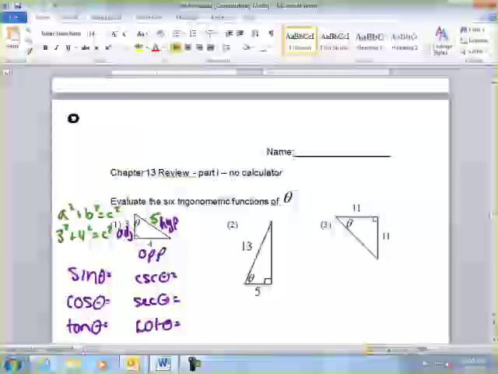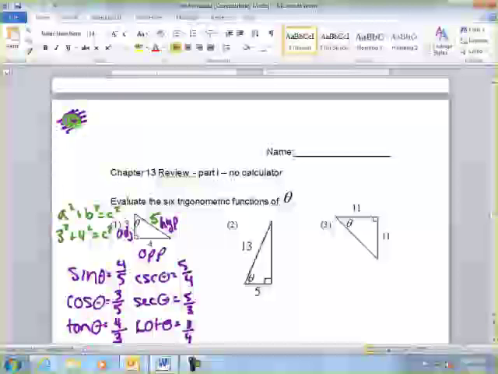So for SOHCAHTOA, sine is opposite over hypotenuse, cosine is adjacent over hypotenuse, and tangent is opposite over adjacent. Cosecant is the reciprocal of sine, secant is the reciprocal of cosine, and cotangent is the reciprocal of tangent. Questions? Go ahead and try the next 2.